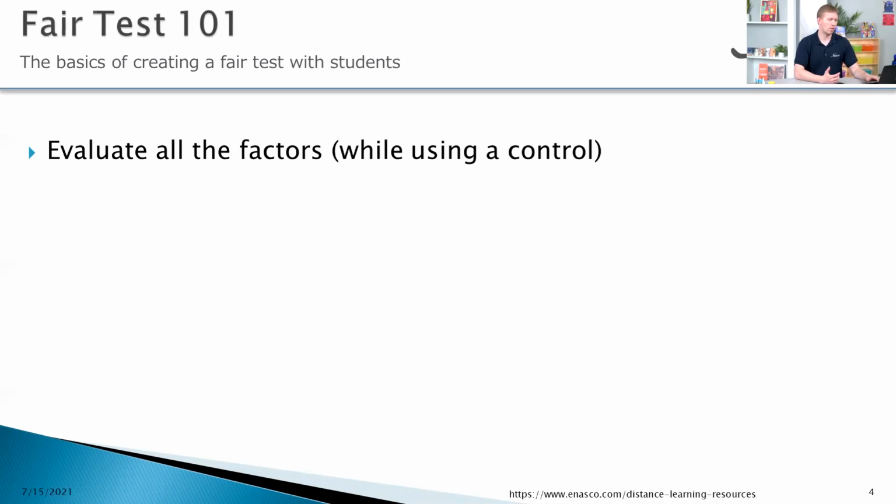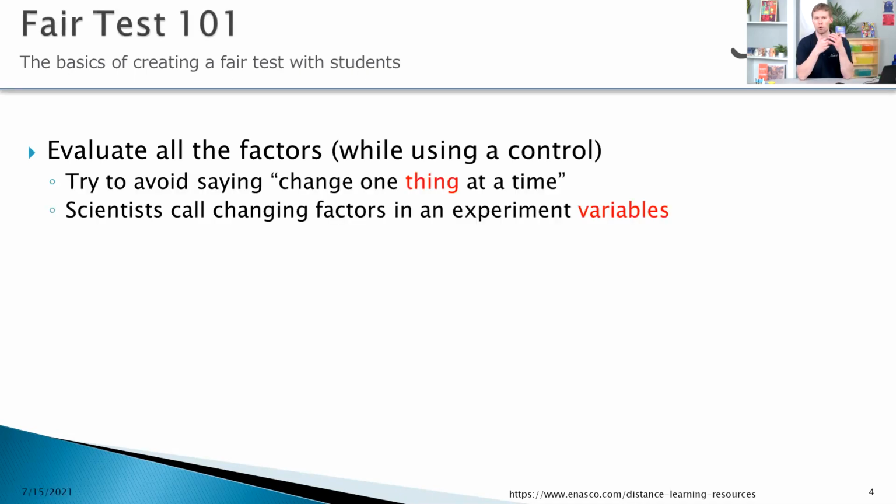So when you evaluate all the factors while also using a control, I like to try to avoid saying, hey, let's change one thing at a time, only because we have to get really specific and really concise on what we're trying to achieve with our students. So we have to get them familiar with the vocabulary. Let's talk about factors. Let's talk about conditions. Let's talk about variables. How does that actually entail it?